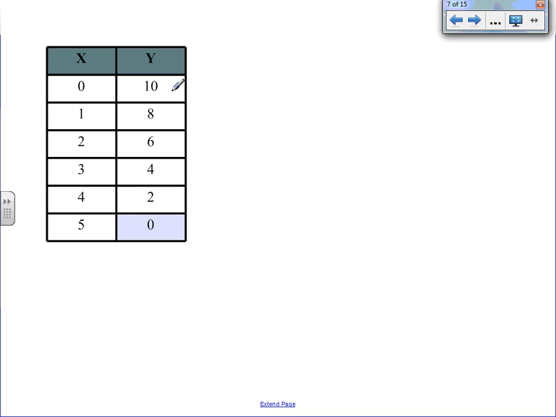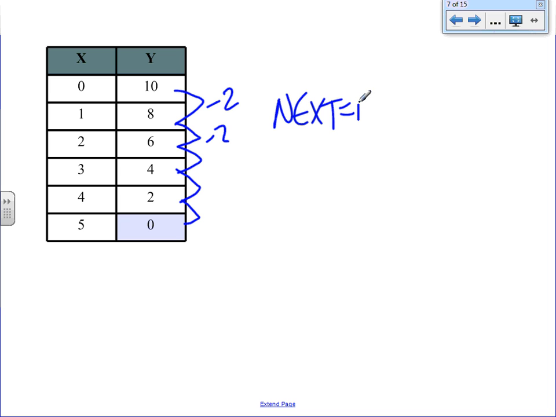Oh no, let's do this because it's slightly different. I don't want to get people confused. In this one, what's going on? How are we getting from one number to the next number? It looks like we're subtracting 2, right? Subtracting 2. So my next-now equation: next equals now minus 2.